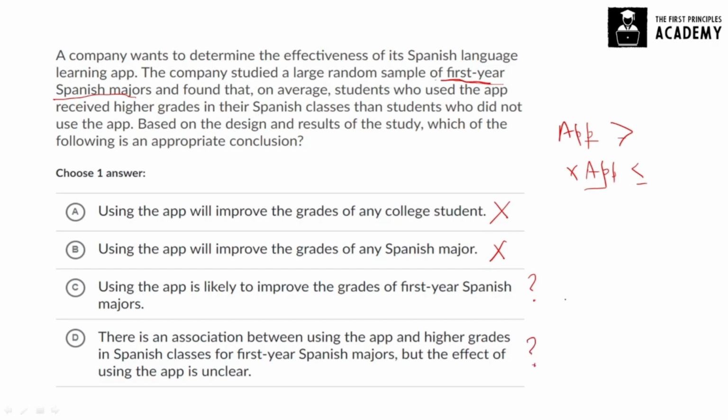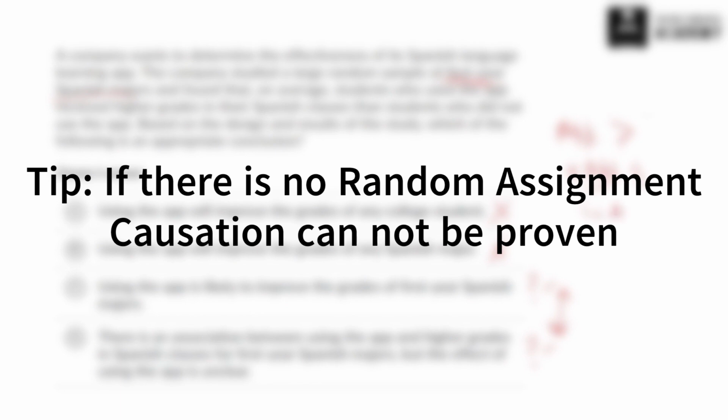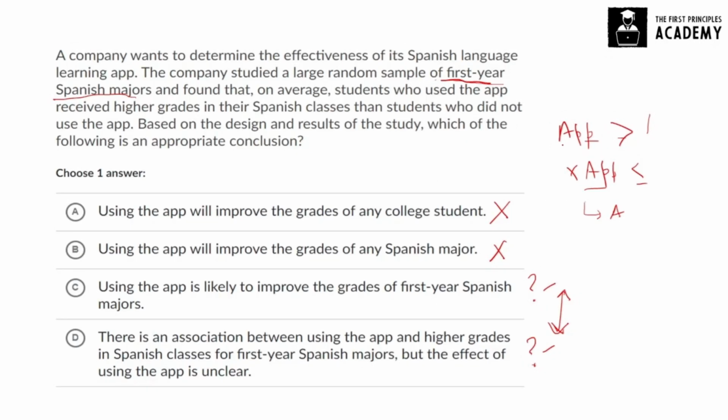So really the choice boils down to these two. This one just says it's an association. This one says causation. You need to remember that for any causation to be proven, the experiment also has to assign randomly. While here, it may very well happen that those who use the app were already doing better or are already advanced learners and thus their grades are better. And those who are struggling in the class chose to not use the app and thus their grades are lower, right?